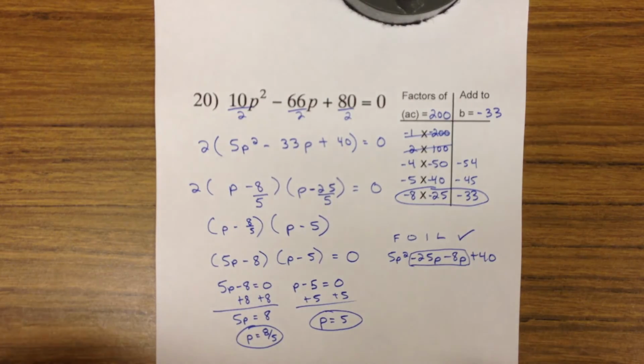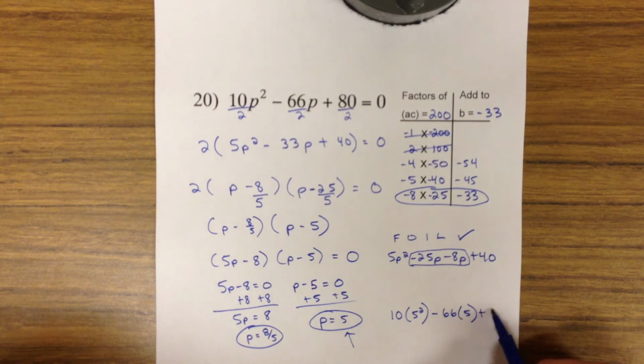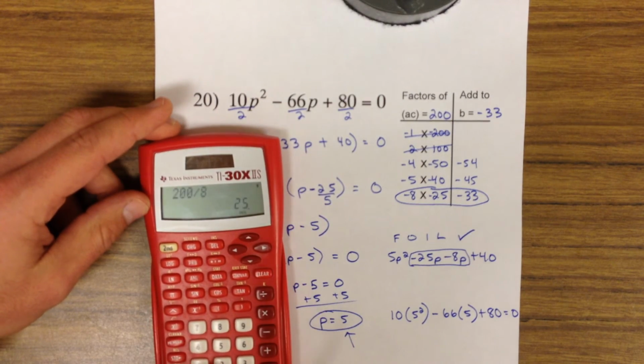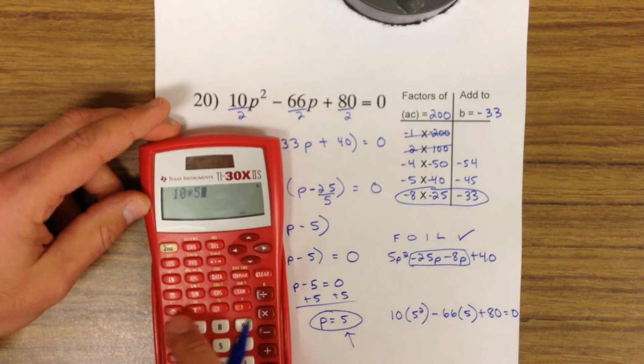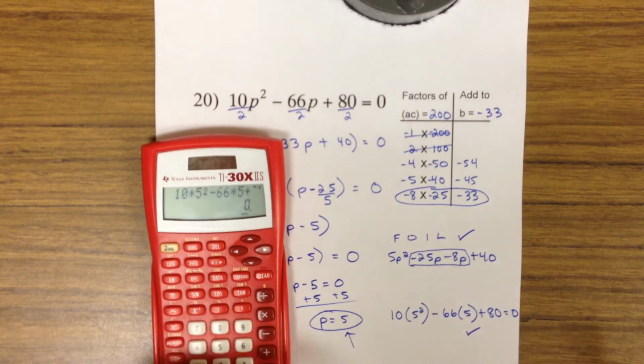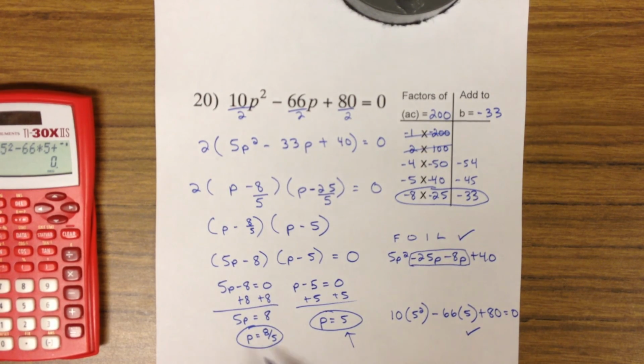And again, like I showed you in the other video, you could always plug in your answer to see if it's right. So we'll plug in this one, it's a little bit easier, but 10 times 5 squared minus 66 times 5 plus 80, that should equal 0 when I plug it into my calculator. So 10 times 5 squared minus 66 times 5 plus 80. Enter. I get 0. So I know for a fact that 5 is one of my answers. I could do the same thing with 8/5 to check my work.